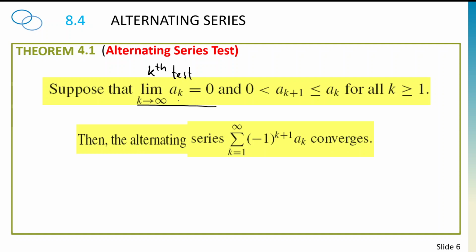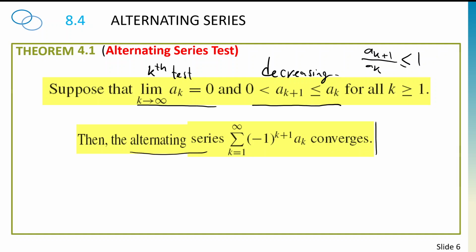If I use the kth term test, it equals 0. That means I need one additional condition, which means that this is a decreasing sequence. Remember we checked decreasing before by checking a_(k+1) over a_k. We need to say that this is less than or equal to 1. This is the easiest way to check if the sequence is decreasing or not. So a_(k+1) over a_k less than or equal to 1 for all k greater than or equal to 1. If these two conditions are satisfied, I can say that the alternating series converges.